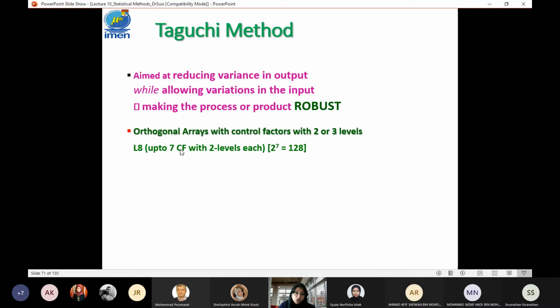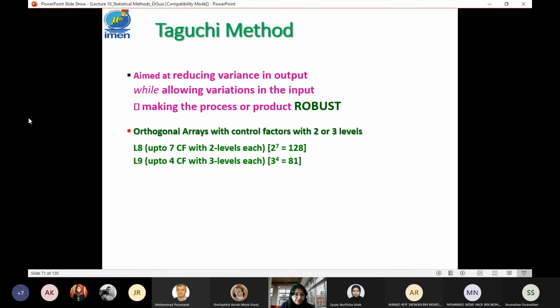These are for 7 control factors, right? The input parameters are 7. And each of these parameters has 2 levels, one low level, one high level. If you are running a full factorial design, this is 128 experiments, versus the Taguchi method, where you only need to run 8 experiments. So you can see the difference in the number of experiments that you need to run.